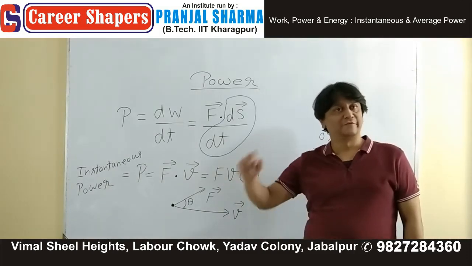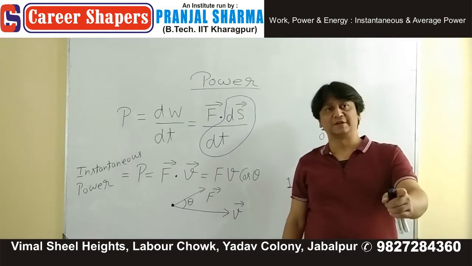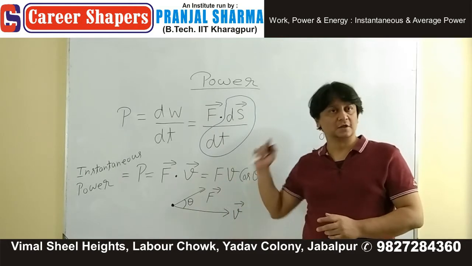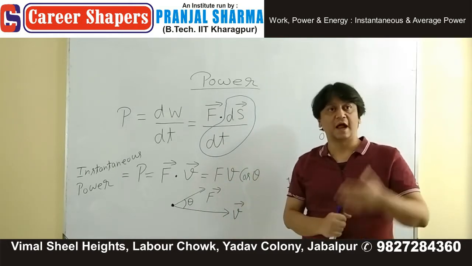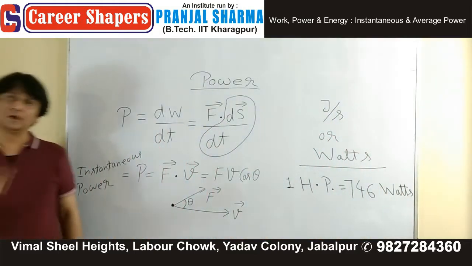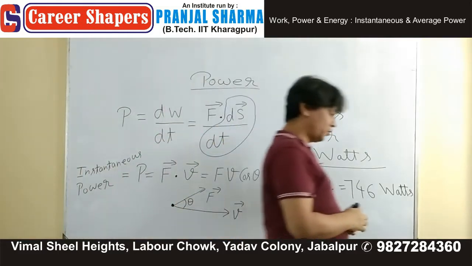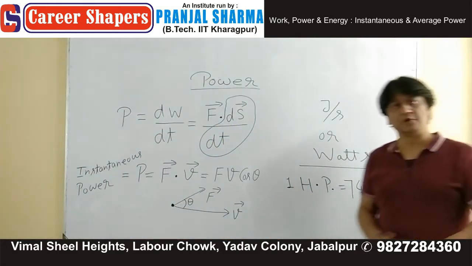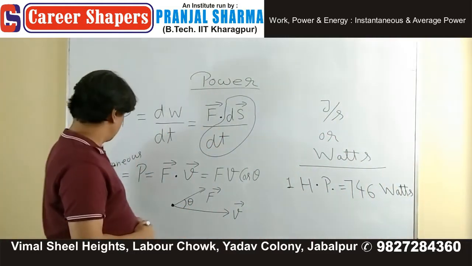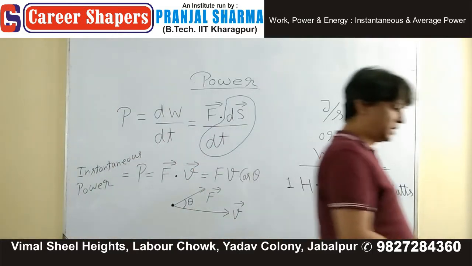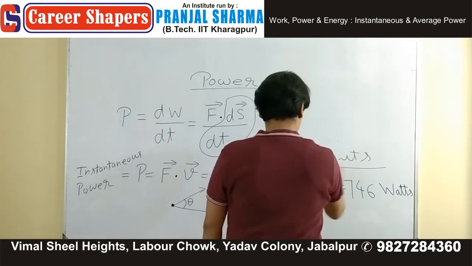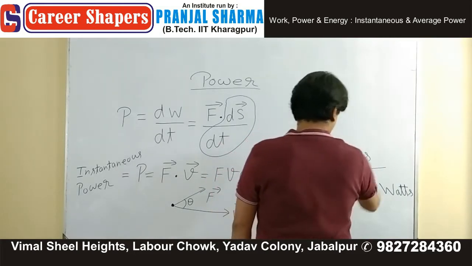Now, whenever you define instantaneous, you always define average. If you remember, the moment we define instantaneous speed, we also define average speed. When we define instantaneous velocity, we also define average velocity. When we define instantaneous acceleration, we also define average acceleration. Similarly, when I define instantaneous power, I also need to define average power. Write down the formula for the average power.